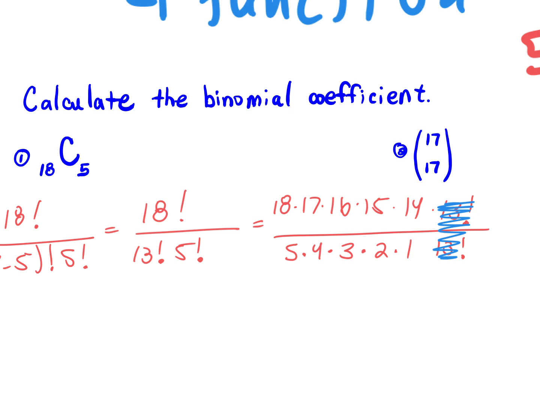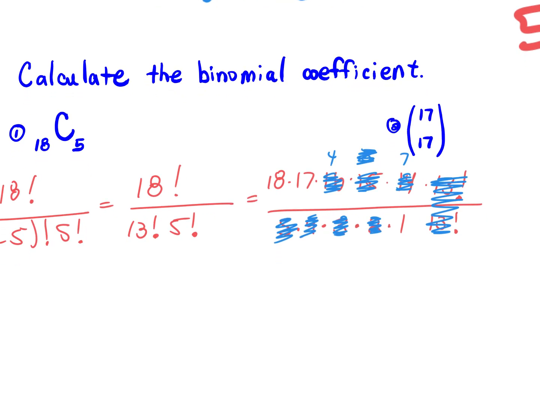Simplify where you can. 2 goes into what on the top? It goes into 18, 16, and 14. It doesn't matter where you simplify, but you need to simplify. So 2 goes into 2 once, 2 goes into 14 7 times. 3 goes into 15 how many times? 4 goes into 16 how many times? 4. And 5 goes into 5. So what do you have left over? 18 times 17 times 4 times 7.